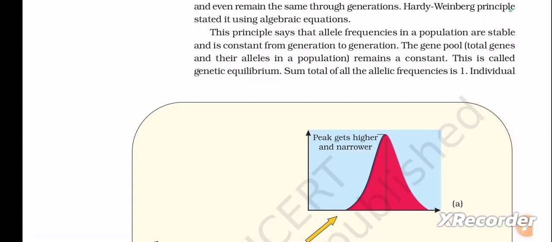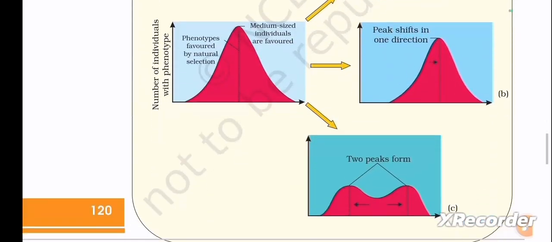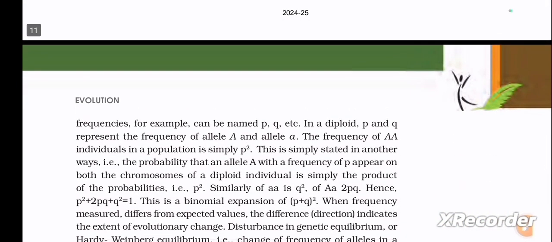The sum total of all the allelic frequencies is 1. Individual frequencies, for example, can be named p, q, etc. In a diploid, p and q represent the frequency of allele A and allele a. The frequency of AA individuals in a population is simply p squared.